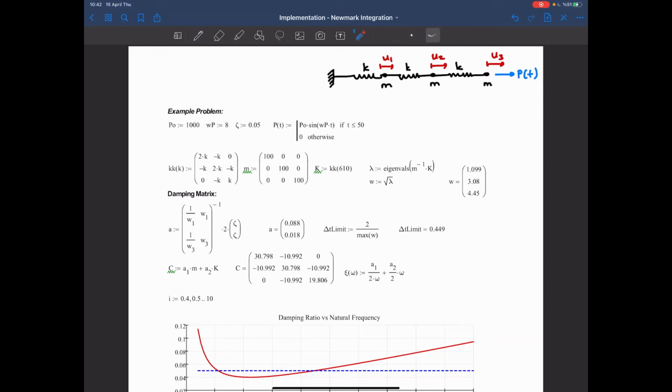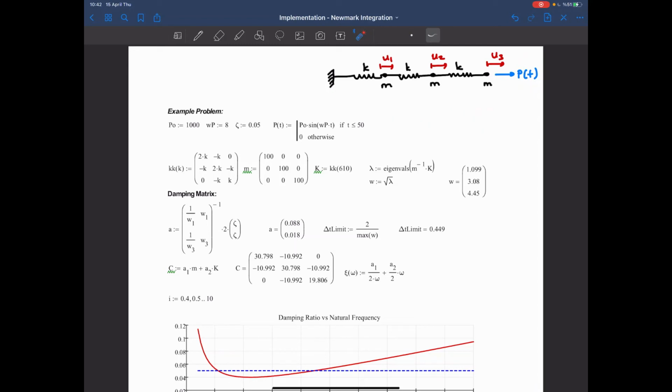Now the frequency of the harmonic force is 8, and I define a damping ratio that's equal to 5%. And that's the equation for the harmonic loading. That's the stiffness matrix of the system, that's the mass matrix. Now here I'm calculating the eigenvalues of the system. Basically I'm doing this: M minus lambda K is equal to 0.